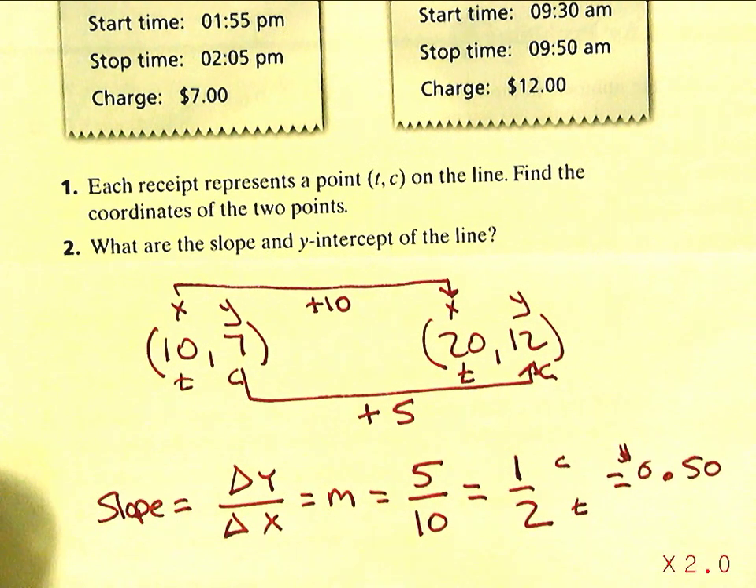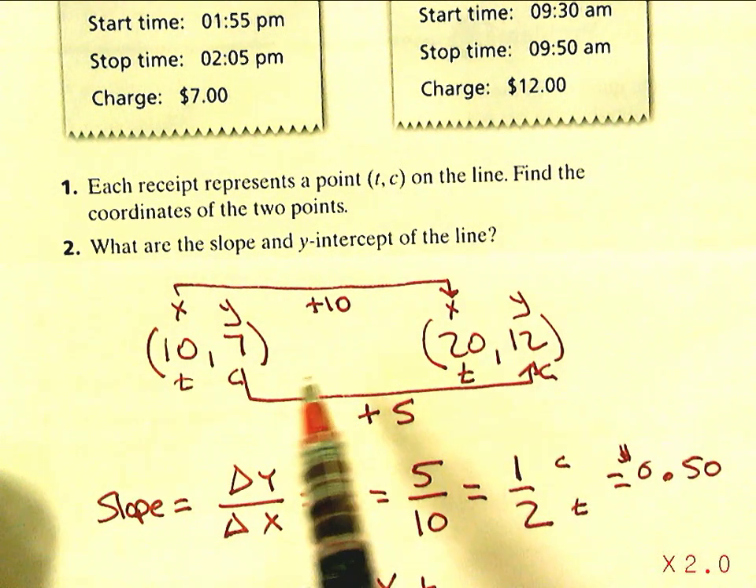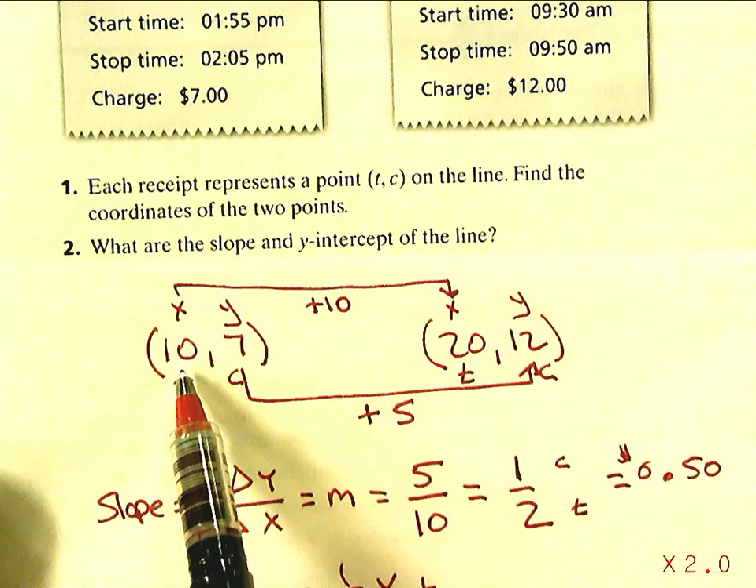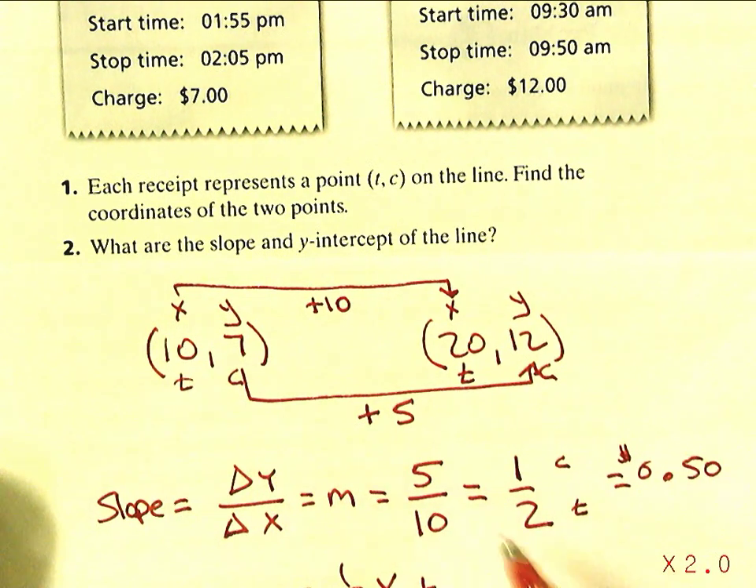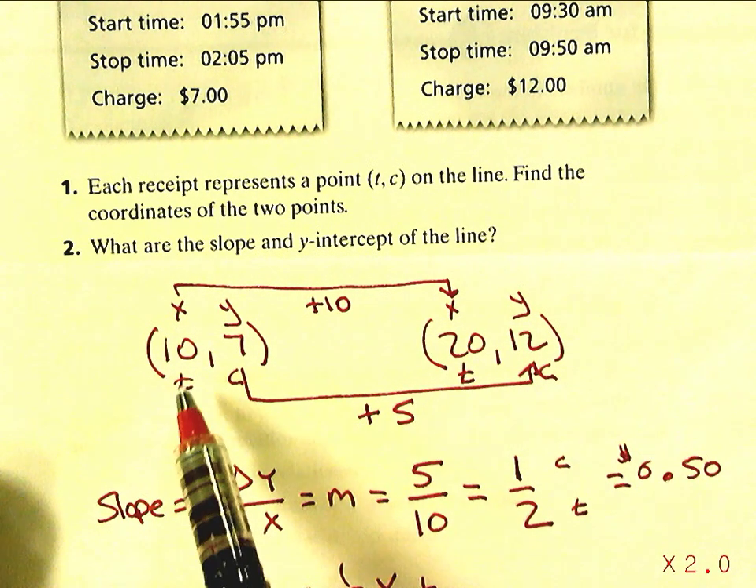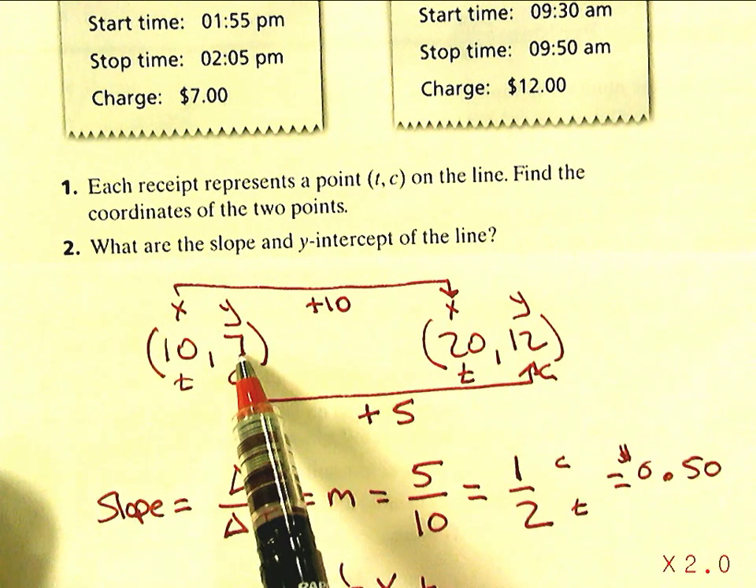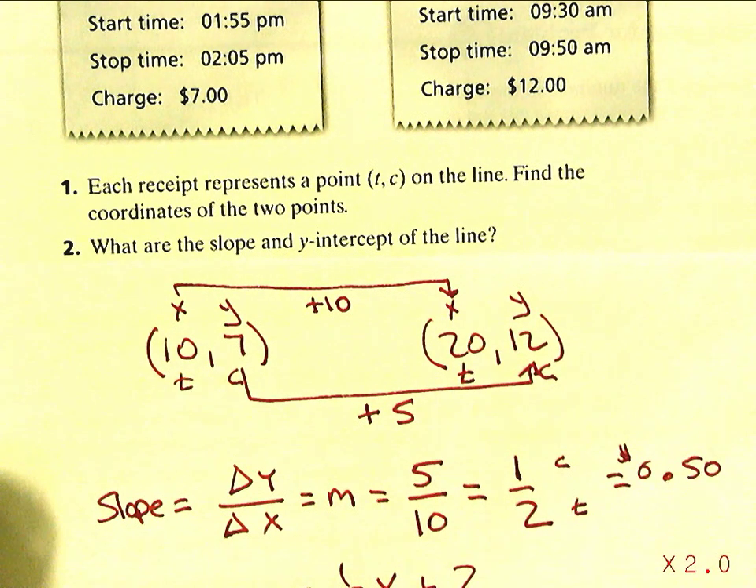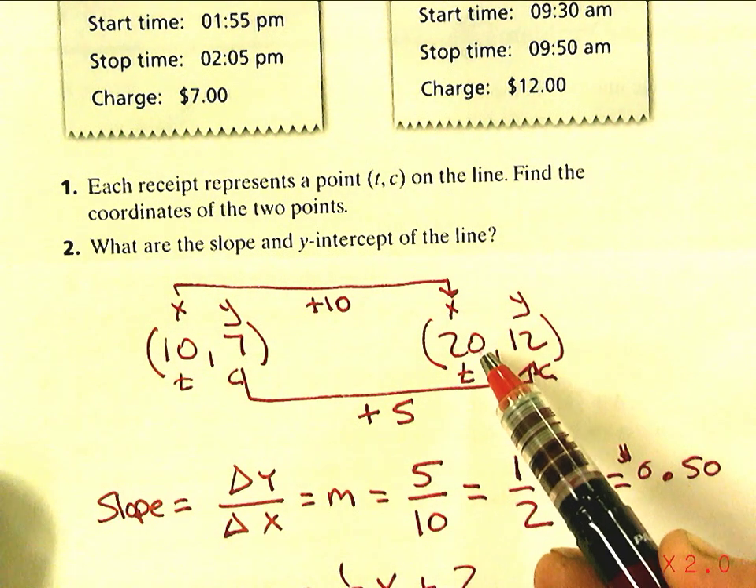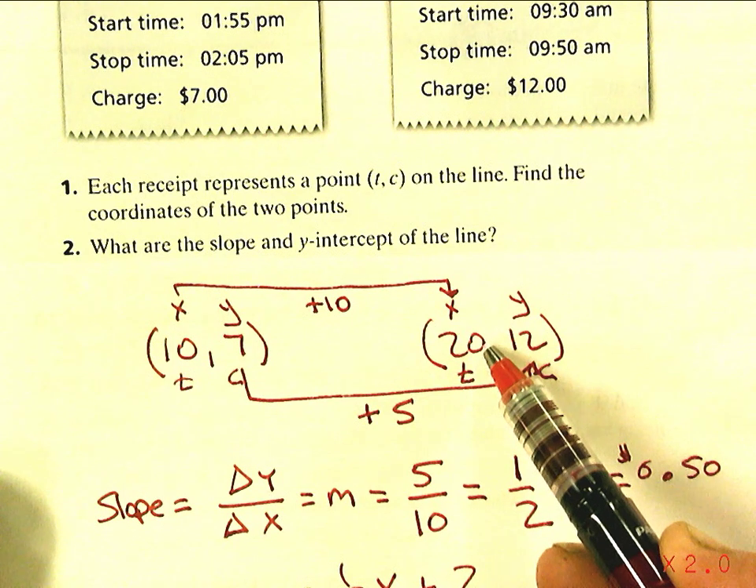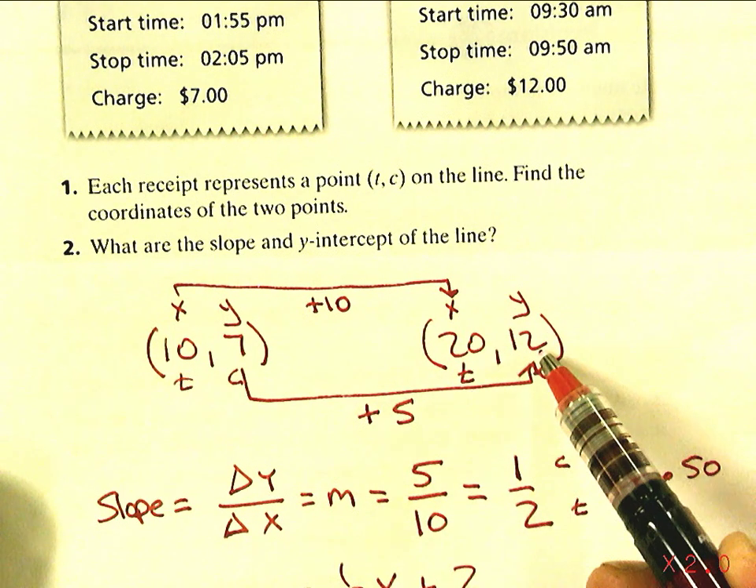So we can use that in our equation. y equals the slope times x plus the y-intercept. Now this is the part that may not be as obvious, but if you look at either of these points, if I take half of 10, that's our x, half of 10 is 5. To get 7, I'm going to have to add 2. I could think of the same thing over here. Half of 20 is 10, plus 2 is 12.